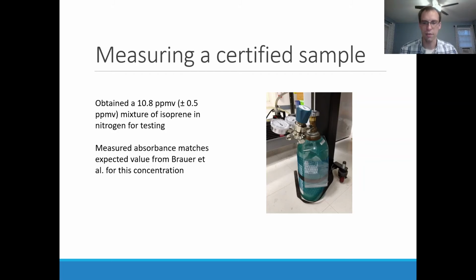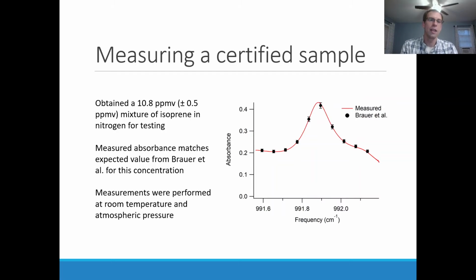And so we put this sample into our spectrometer, measured it, and compared it to some previous results from Brower et al., from a group at the Pacific Northwest National Lab that had measured the absorbance values of isoprene, and had established absorbance cross sections of isoprene across the infrared for purposes just like this. And so here's our data.